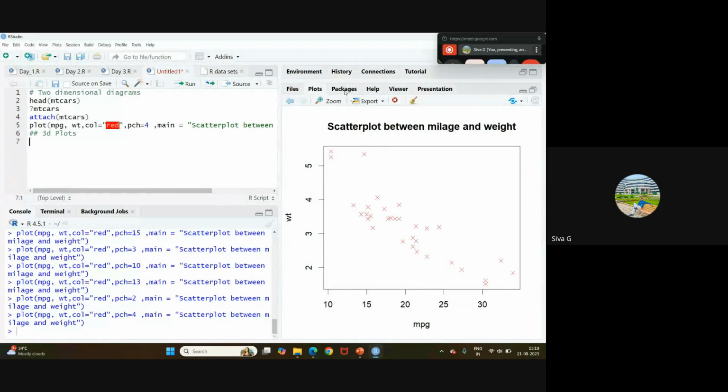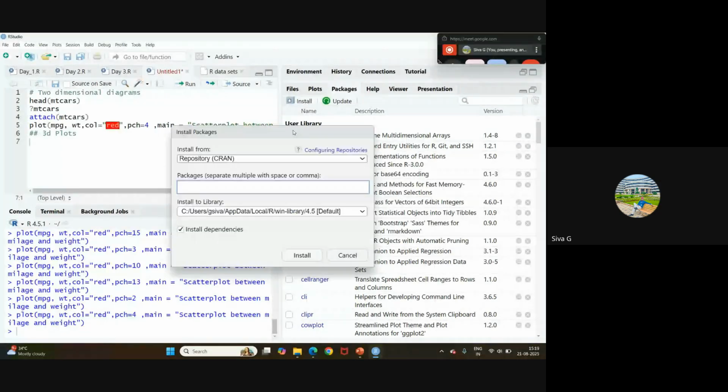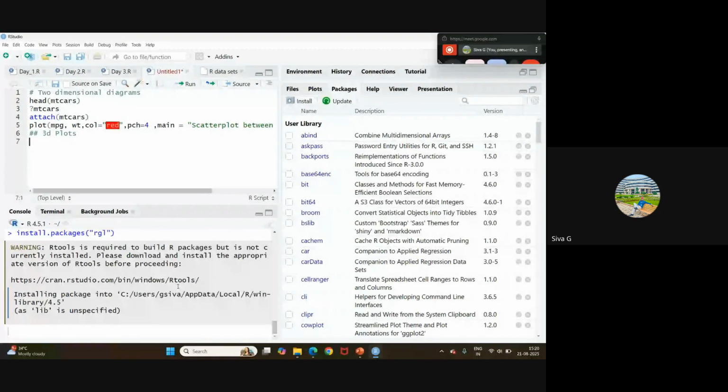If you want to present rotatable 3D diagrams, we need to install the package called RGL. RGL is short for rotatable graphs. Install this one. We already know how to install: just click on packages and go for the install option. Next, search for RGL. If you have an internet connection, as you enter the letters, the corresponding suggestions will appear automatically. So if you select RGL, install this package. Yeah, installing packages.